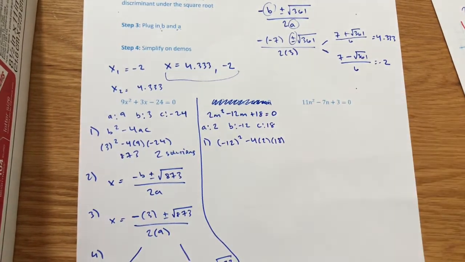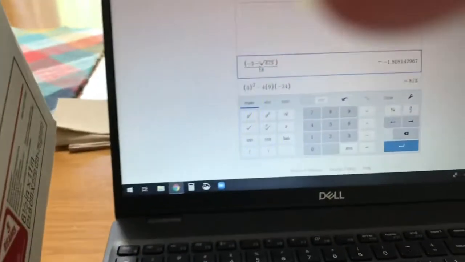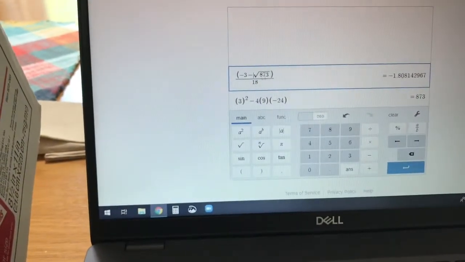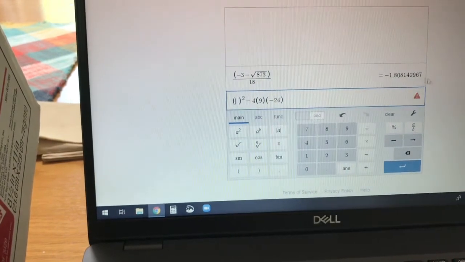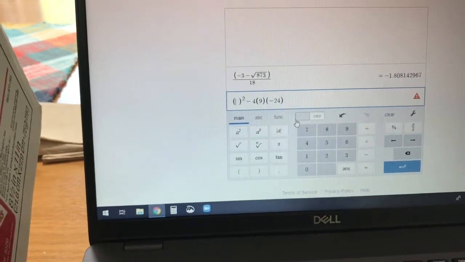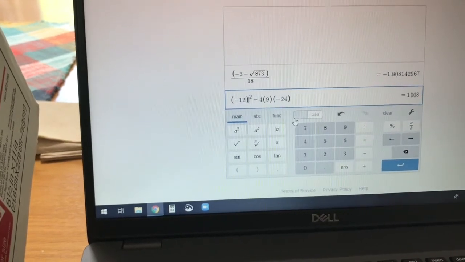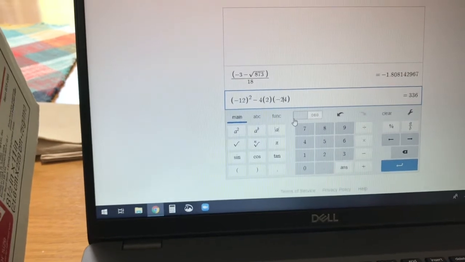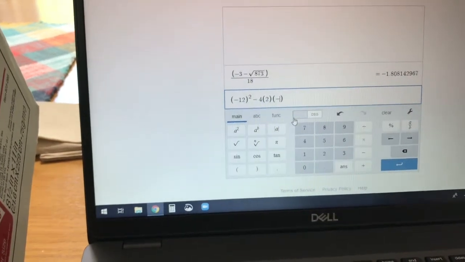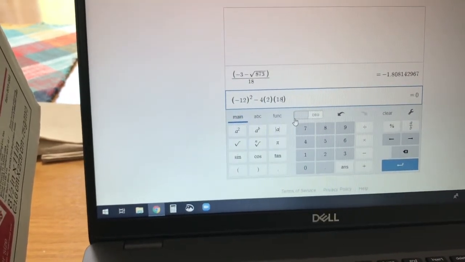All right, Desmos. And I left my discriminant one here. So this is my final step one. This is my discriminant one. If you just leave them in here, it'll tell you the answers over here. So we've got negative 12 squared minus 4 times 2 times 18. All right, oh, sweet, I got 0.